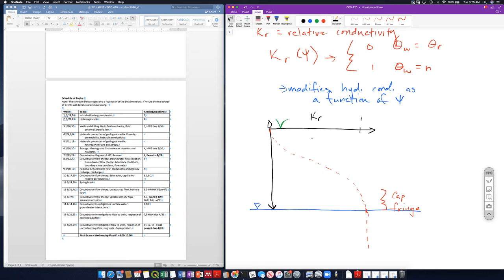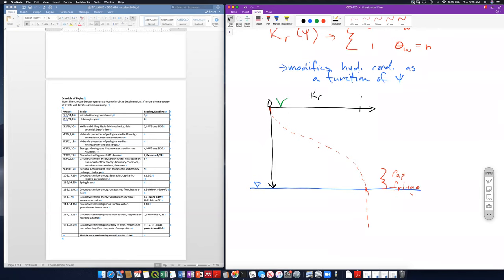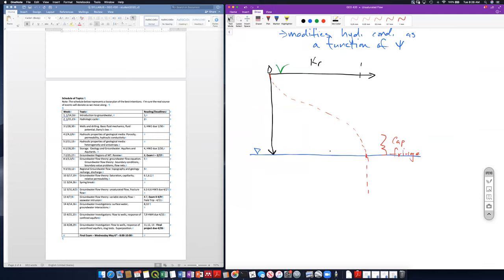Okay, so relative conductivity is a way for us to modify how well fluid can flow due to the changes in the amount of pores and the size of pores that are saturated in our unsaturated media.